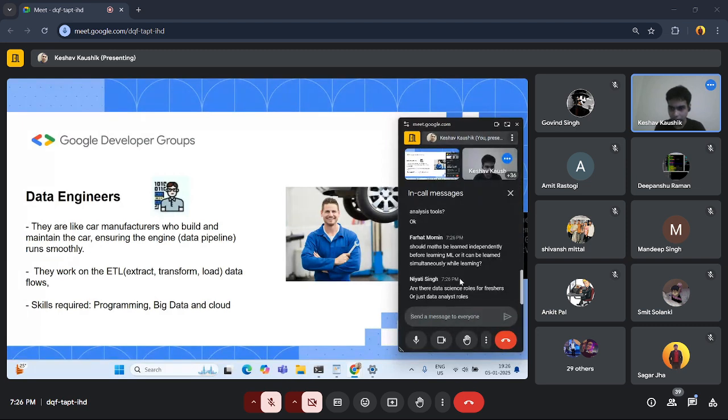Are there data science roles for freshers or just data analyst roles? This is a tricky one actually. Usually there are data analyst roles for freshers, usually like 75%. I'm not sure about the numbers, don't hold me to that. But there are few openings for data engineering and data science roles. But if you have internships, then you can definitely apply for data science roles.